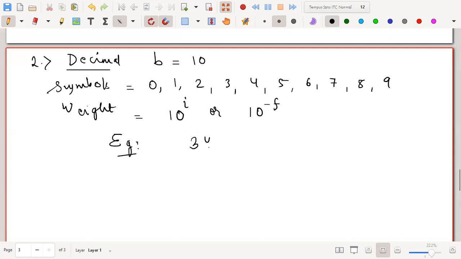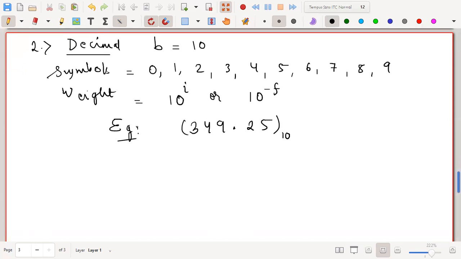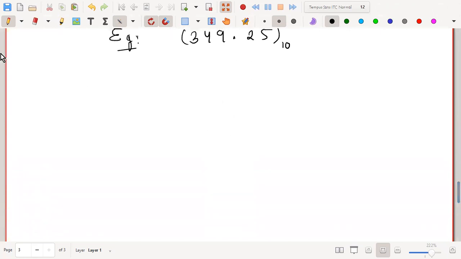For example, 349.25. This is an example of a decimal number system. These numbers are enclosed within brackets and represented by the base 10. Whenever a number system is represented by base 10, it is the decimal number system. So let us move forward to the next one, that is the octal.